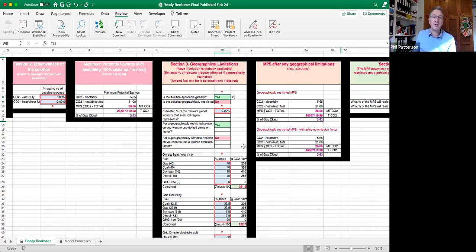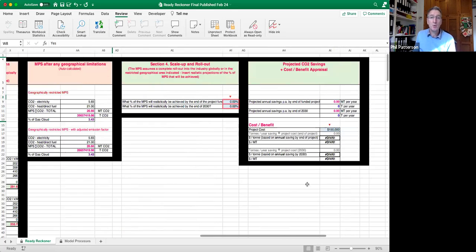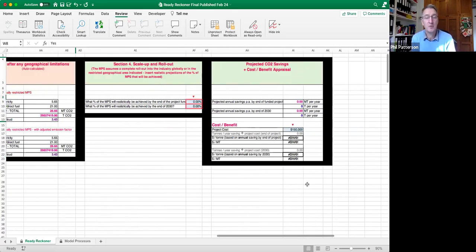Now, in this case, it is globally applicable, so we would leave it as you receive the Ready Reckoner, with the solution applicable globally ticked as yes. If you find it is on no, which you shouldn't do, but just put it back to yes. And then this just carries through the 3.43 to say there are no geographical issues with the project. We then look at the scale up and rollout.